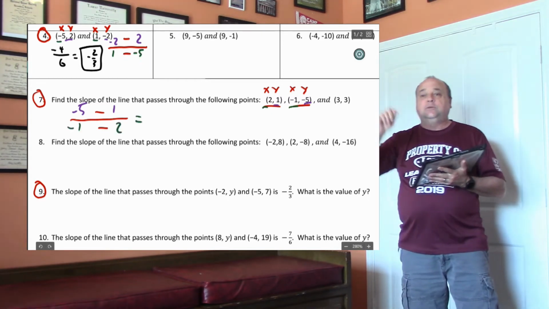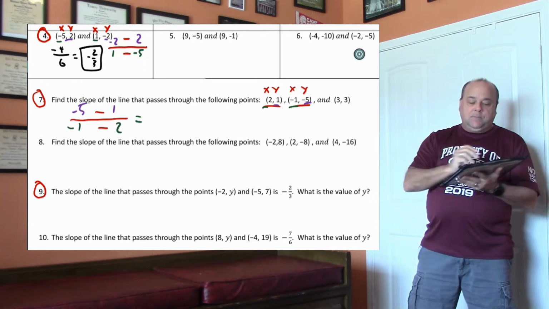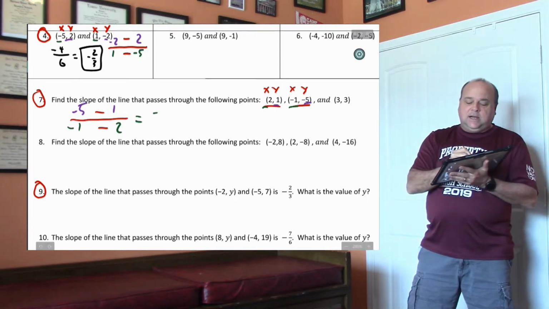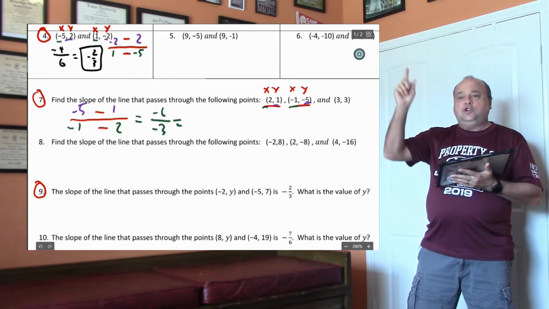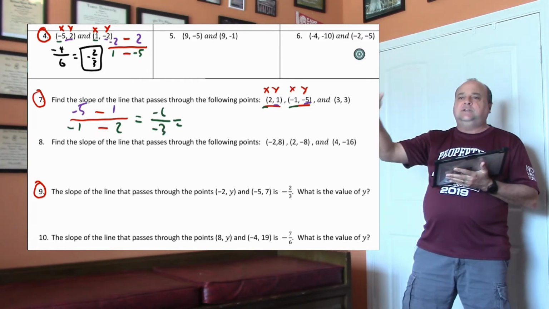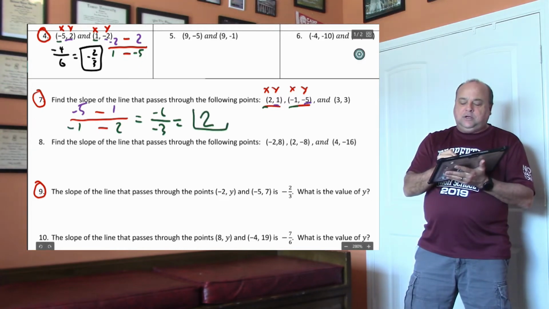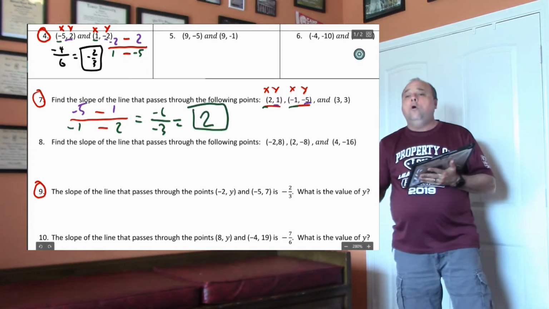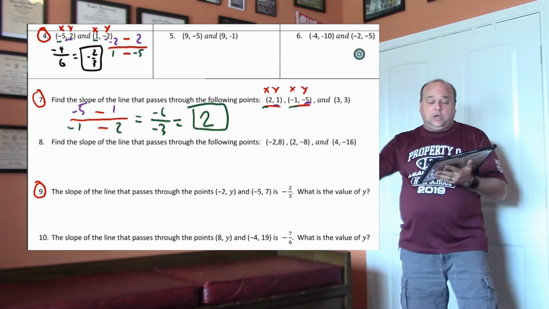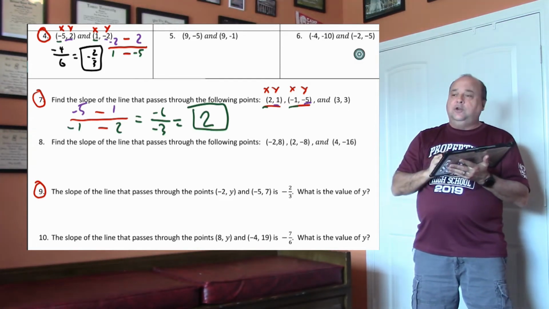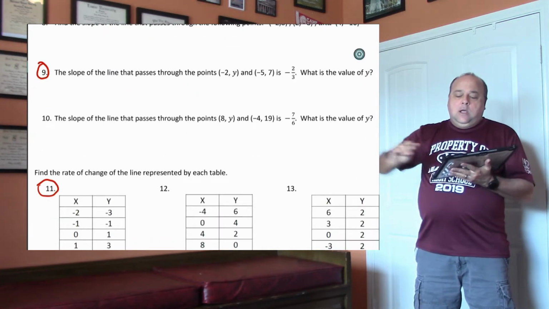And I'm going to subtract these, or combine them. Negative 5 minus 1 is negative 6. Negative 1 minus 2 is negative 3. 2 negatives makes a positive. 6 divided by 3, the slope would be 2. Or that line would go up 2, right 1, up 2, right 1. Continuing on, you're going to do the same thing for number 8.